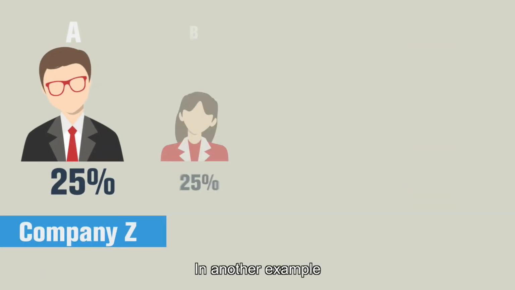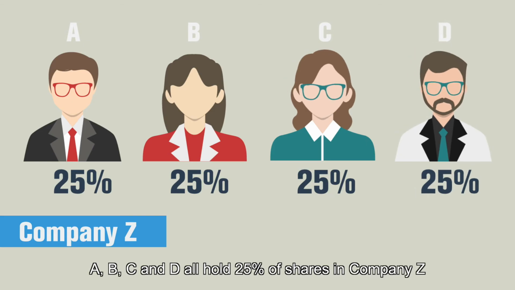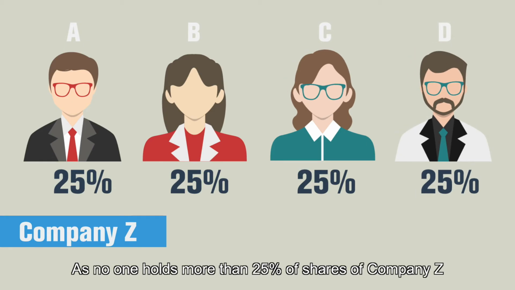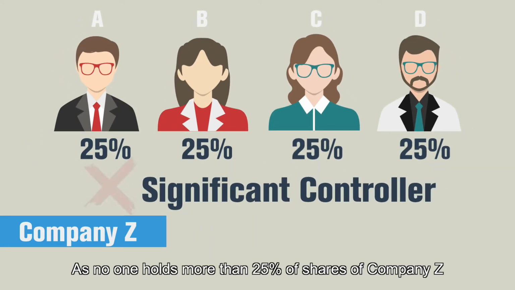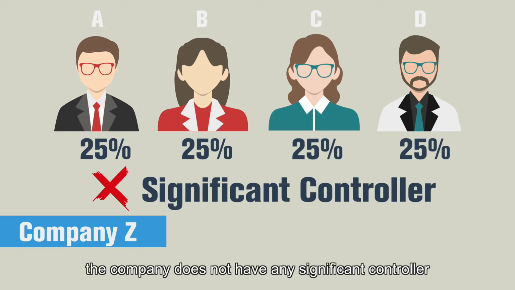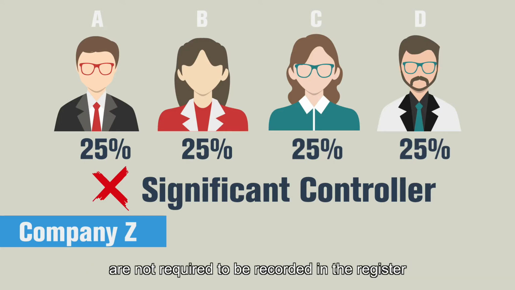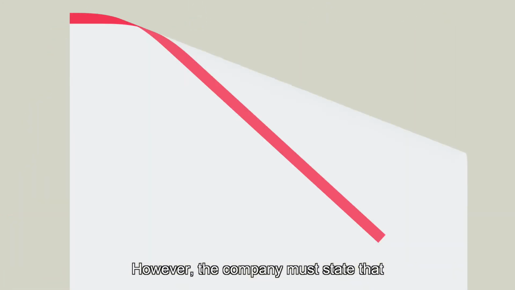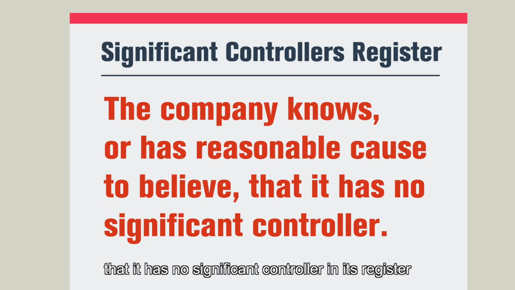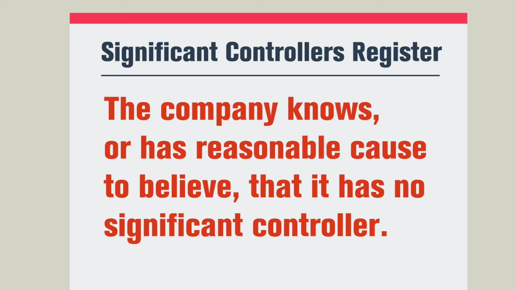In another example, A, B, C, and D all hold 25% of shares in Company Z. As no one holds more than 25% of shares of Company Z, the company does not have any significant controller, and the particulars of A, B, C, and D are not required to be recorded in the register. However, the company must state that it has no significant controller in its register.